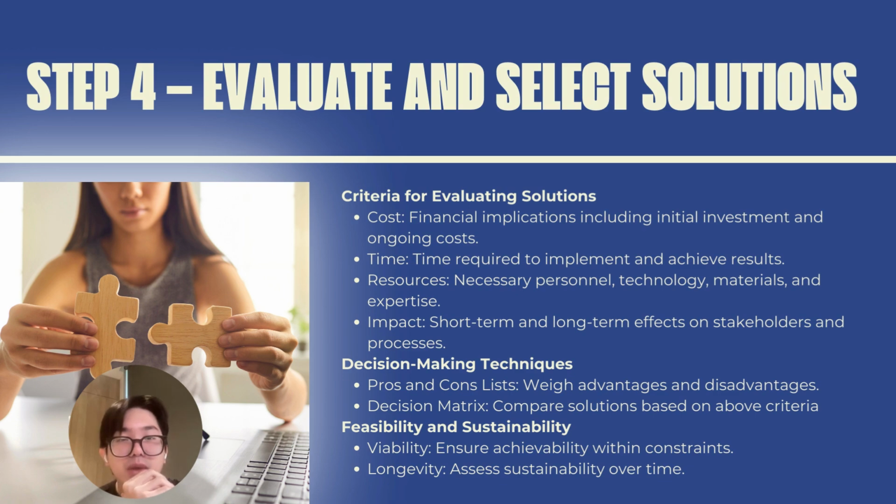Moreover, we have decision-making techniques like a pro and con list and a decision matrix to help us systematically compare and rank options. For a pro and con list, we weigh the advantages and disadvantages of each option to make an informed decision. About the decision matrix, we use a grid to compare different solutions based on the criteria. This helps in systematically evaluating.